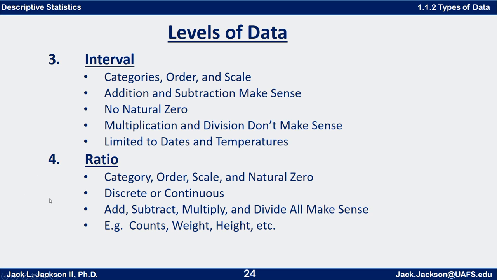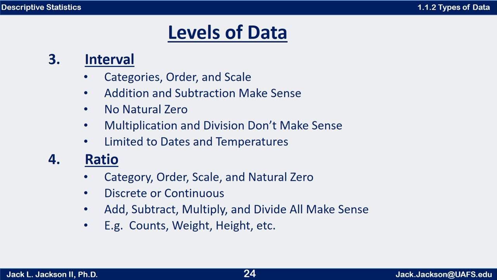Now, when we get to ratio data, that's the highest level. It has category, order, scale, and a natural zero. So here, when you see zero in ratio data, it means you don't have any of it. And a lot of data is like that at least. It can be either discrete or continuous. So it could be counts, which is discrete, and zero means you don't have any of them. And 1 means, of course, you have 1, and 2 is 2. And it does make sense to add, subtract, multiply, and divide any of these data values.